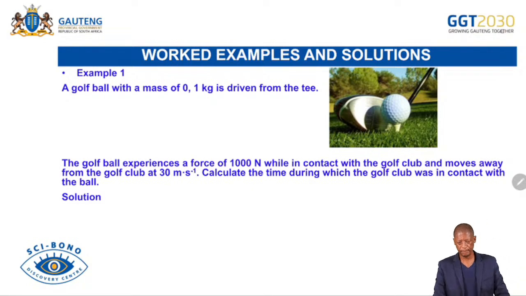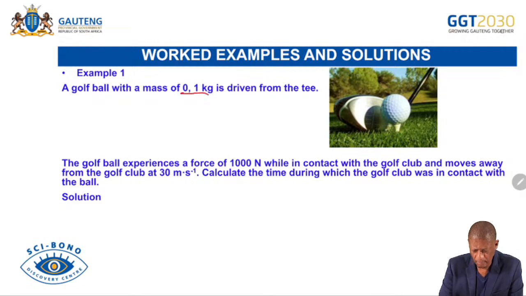Work example. Now this work example is for the impulse. We are given that a golf ball with a mass of 0.1 kg is driven from a tee. This is the tee, and this is the golf club.